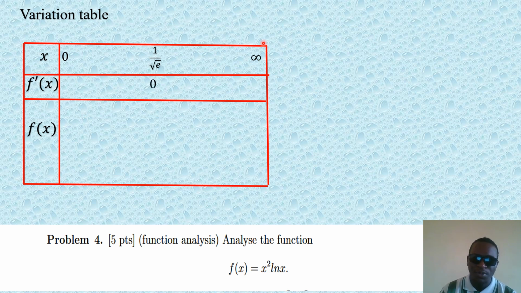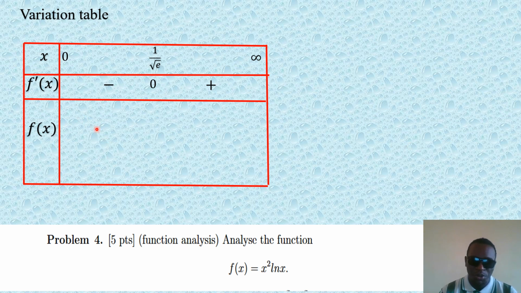So we know that at the point when x was equal to 1 divided by square root of e, it was a turning point. So in this interval the gradient is negative. When you test, take a value between 0 and 1 over square root of e, you test in the gradient function, the answer will be negative. In the other interval, it is positive when you test. And also, the function, as we know, it is decreasing.